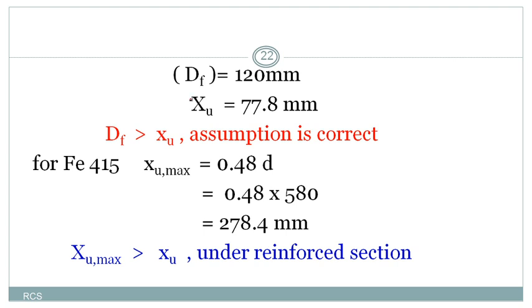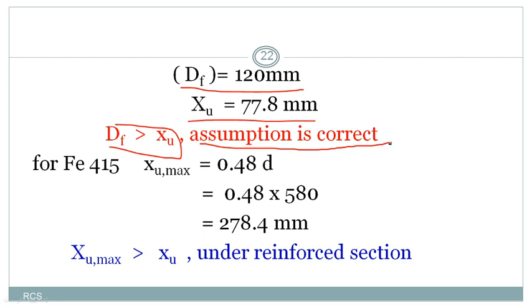Right? We assume that it will fall in the flange region. See whether our assumption is right or wrong. So Df is 120 mm, xu is 77.8 mm. So if Df is greater than xu, our assumption is correct.